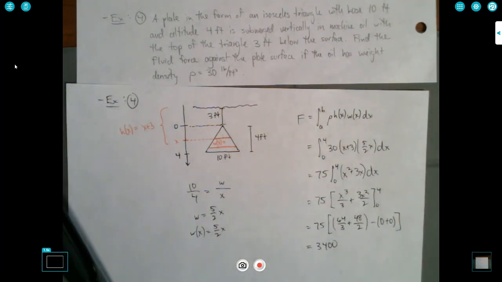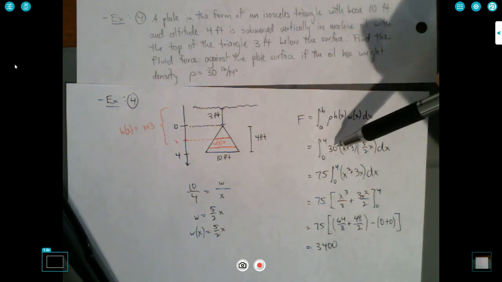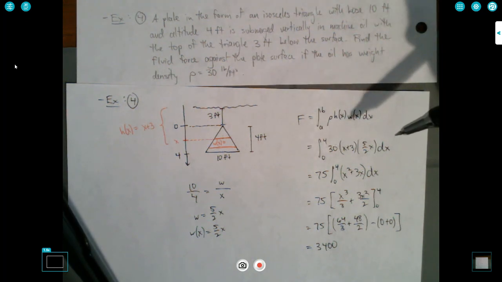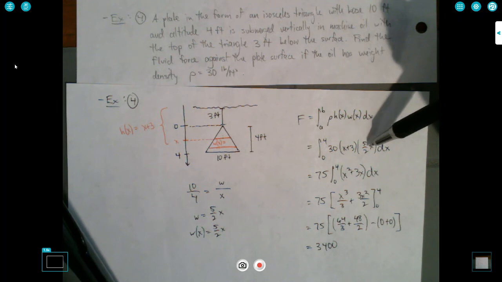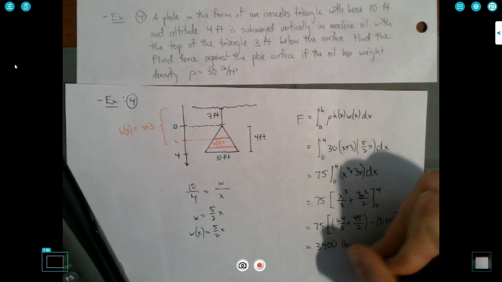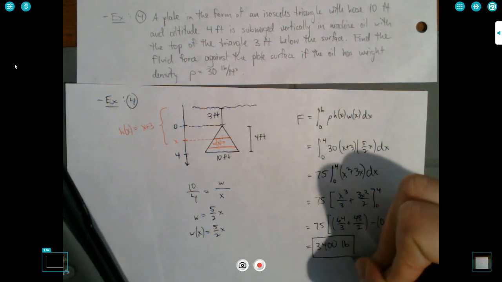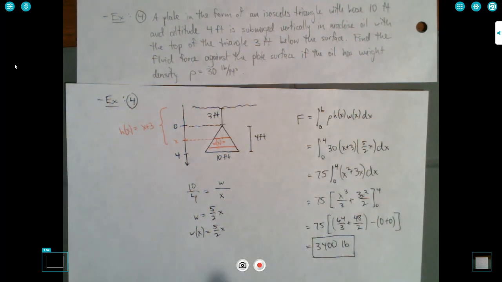3,400. This was pounds per cubic foot. We had an area and a depth, so that will get rid of the cubic feet. So this will just be in pounds: 3,400 pounds. Okay, and that's that. That's all I want to say for this section.